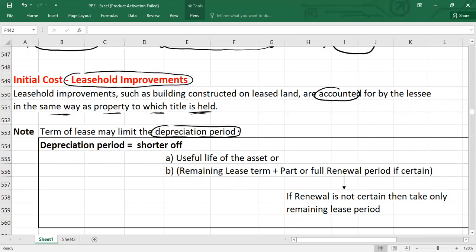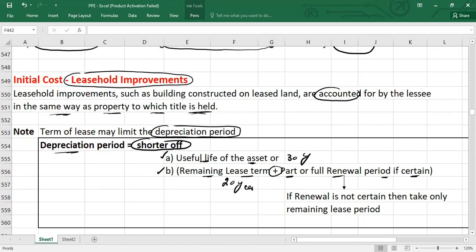For example, you have taken a land on lease for 20 years, but you have constructed a building on it which has a life of 30 years. Now the question is, how many years should we use to depreciate the building? So here we have a rule. If you want to select the depreciation period, you always need to take the shorter of: A, the useful life of the asset, for example, let's assume the useful life of the building is 30 years, and B, the remaining lease term, for example, 20 years. Here you can see we have one more part, which will include the part or the full renewal period of the lease, if certain.